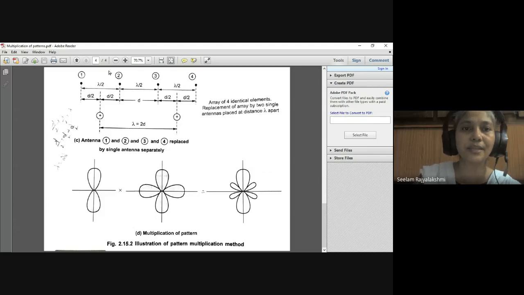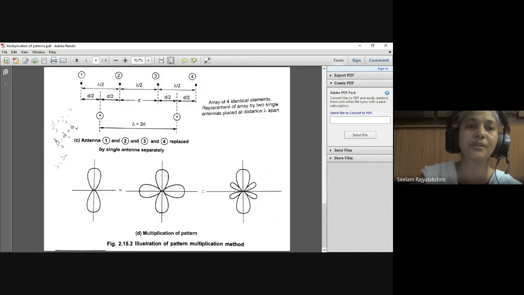If we consider these as a single element, this is the radiation pattern. And if we consider this one element and this another element, the distance between them is lambda, and this is the radiation pattern. By multiplying these two we obtain this one. This is the multiplication of patterns. Even for n number of elements, by using this method and considering the distance between the elements, we can multiply easily.